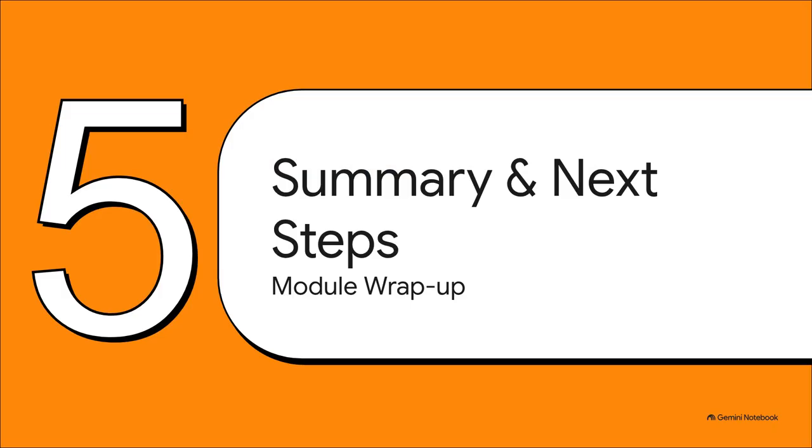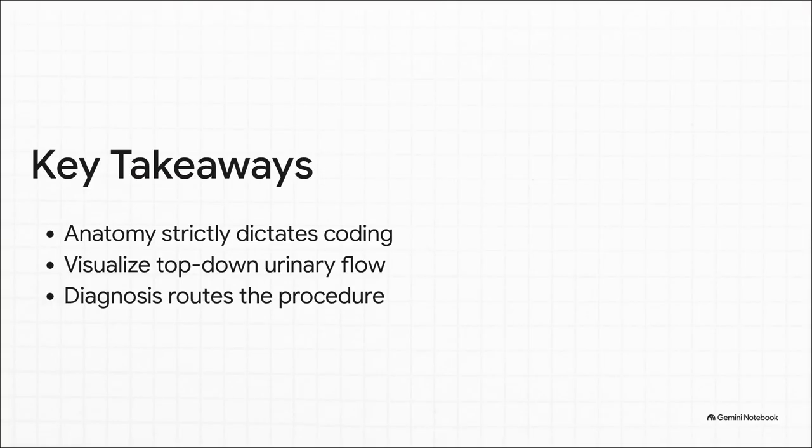And that brings us to Section 5, Summary and Next Steps. Let's quickly review our main takeaways from today. First, anatomy strictly dictates coding. You've got to always pinpoint the site, the approach, and the intent. Second, remember to visualize that top-down urinary flow. It's going to ensure you land in the correct section of the CPT manual. And finally, the diagnosis routes the procedure.